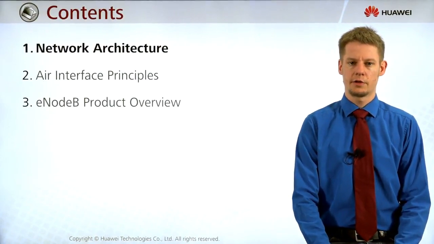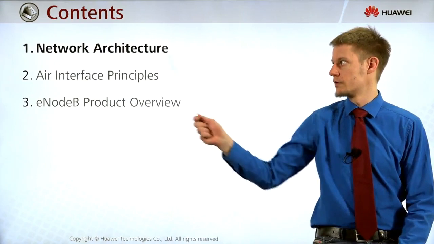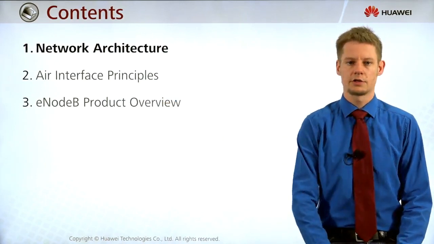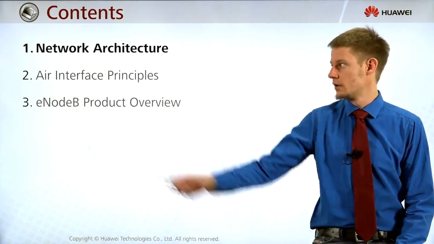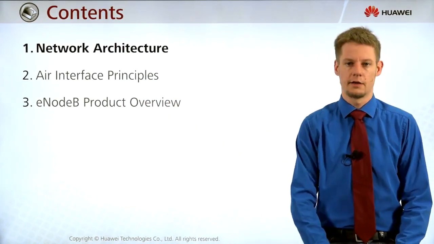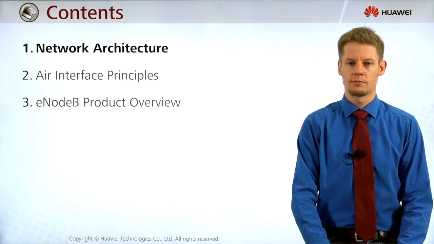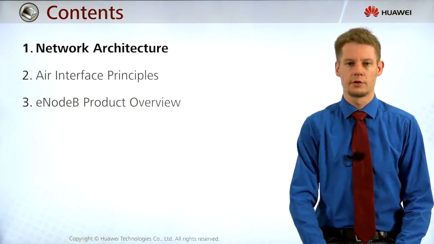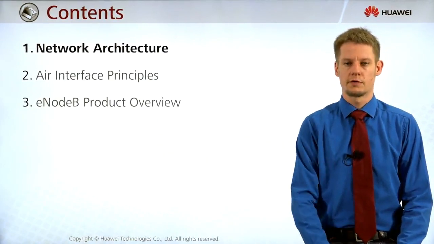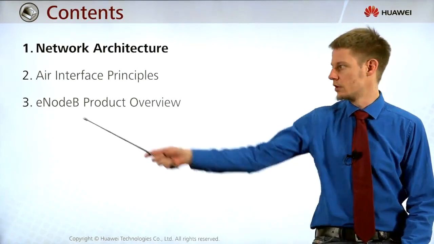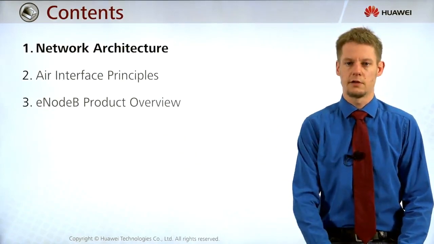My name is Matthias Ellerbeck and today we have the course LTE System Overview. The course is divided in 3 chapters. So first of all we will see a global network architecture, then we will go into the air interface principles of LTE. This means we will see how the air interface in LTE is designed. And last but not least, we have a small chapter which is called eNodeB Product Overview, where we will see what products are offered by Huawei for eNodeBs, and eNodeBs are the stations in LTE.